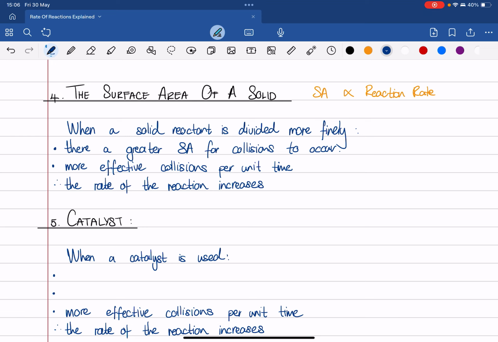So this explains why tablets, for example, tablets like pills, why powder is more effective than tablets, right? Because with tablets, you've got a smaller surface area, but with powder, you've got a greater surface area. And the greater surface area you have for collisions to occur, you've got more effective collisions per unit time, and therefore the rate of reaction will also increase. Okay?